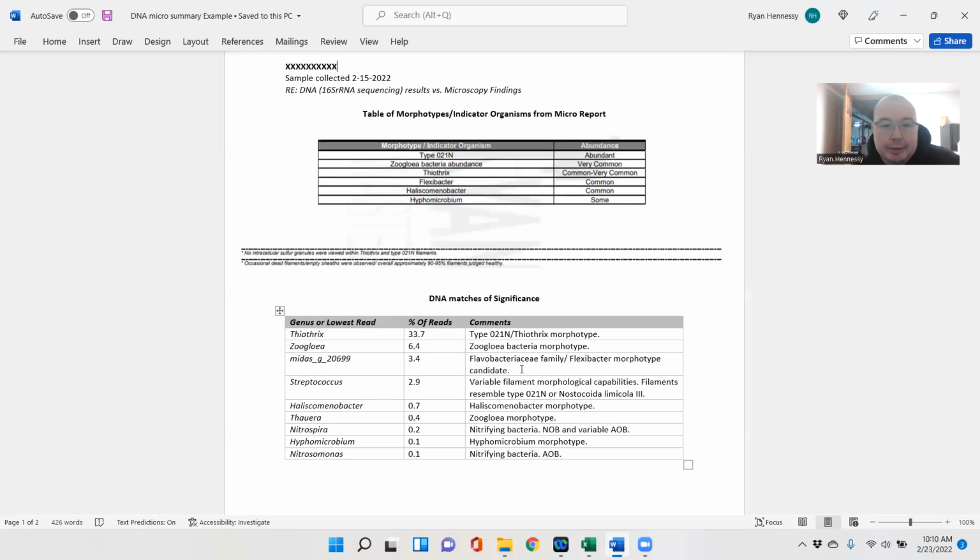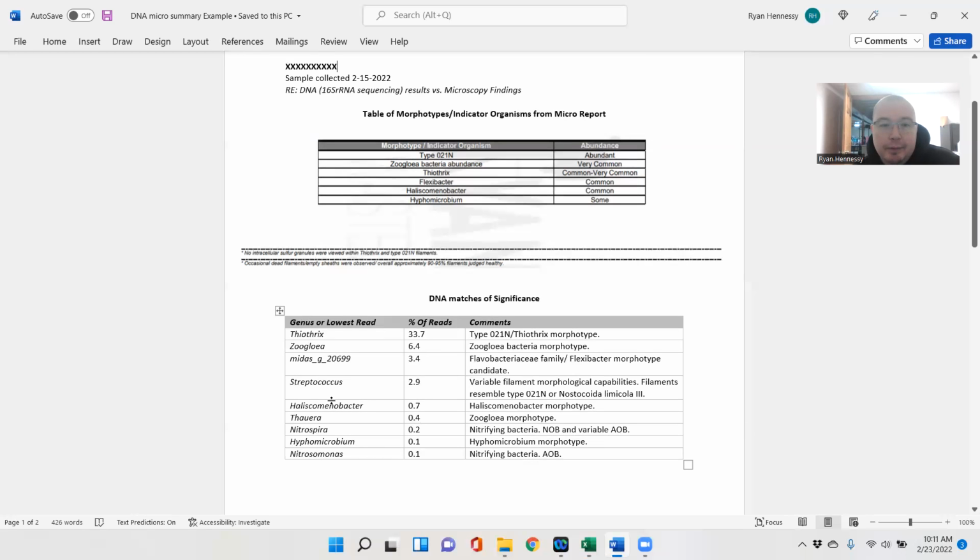The DNA also tells us, and in this example adds to the microscopy, that there is a very low percentage of nitrifying bacteria reads. Nitrospira and Nitrosomonas were both very trace reads. Generally in a municipal wastewater plant, about 1% of nitrifying DNA reads would be fairly representative of a stable nitrifying population. However, that's going to vary a lot depending on what the BOD to N ratio is.